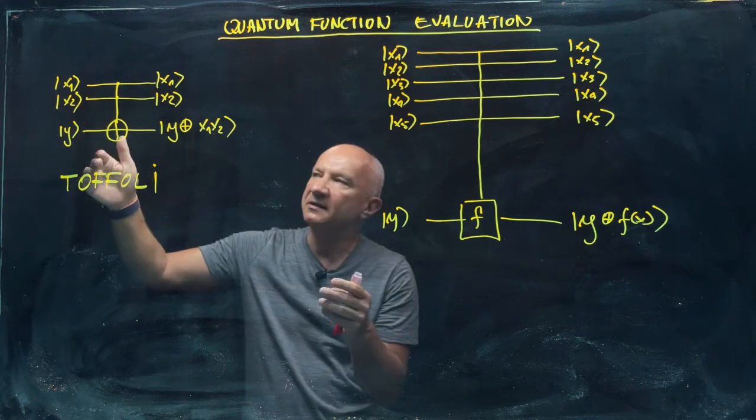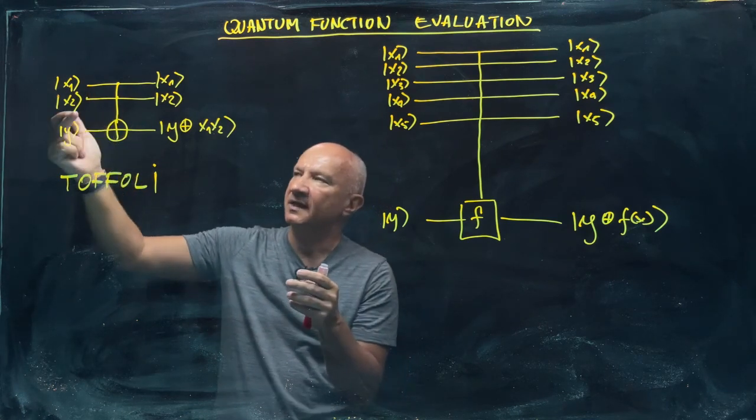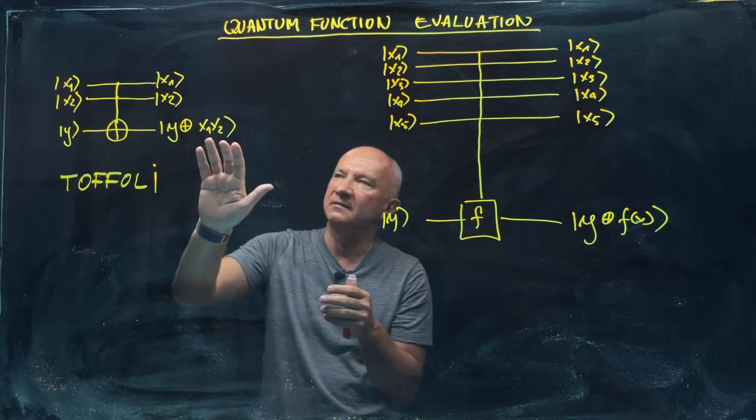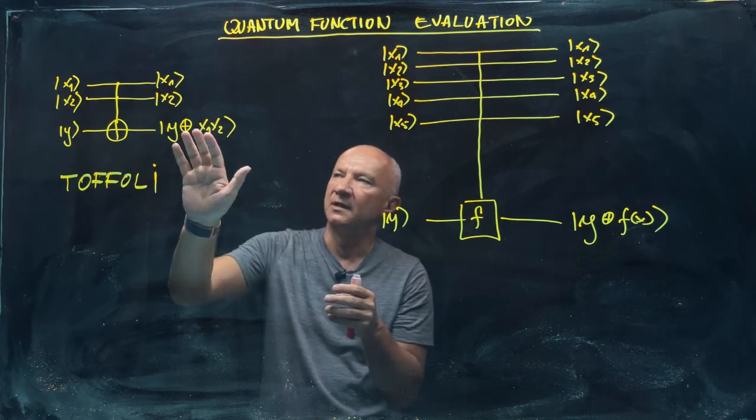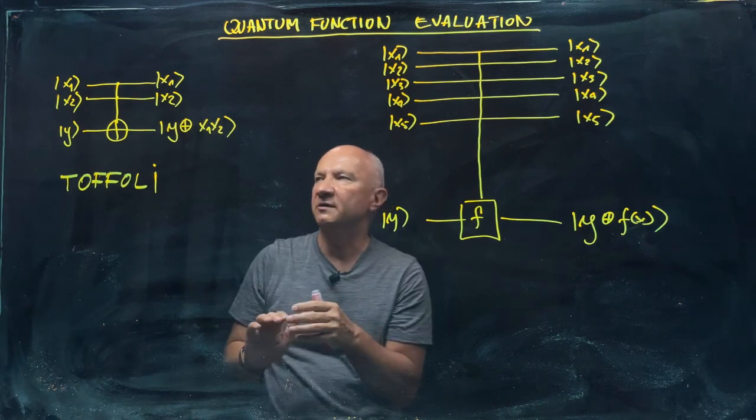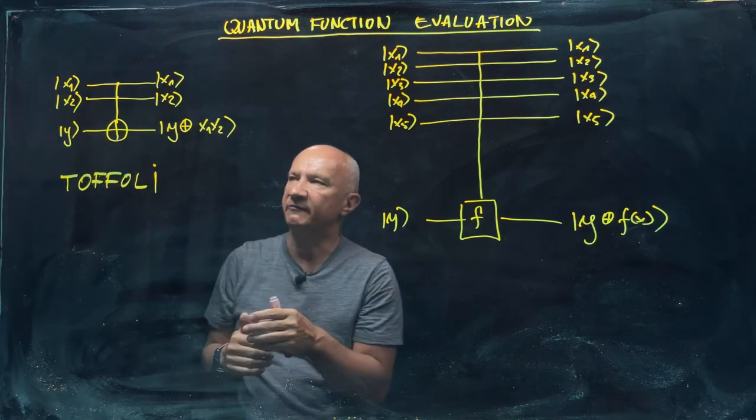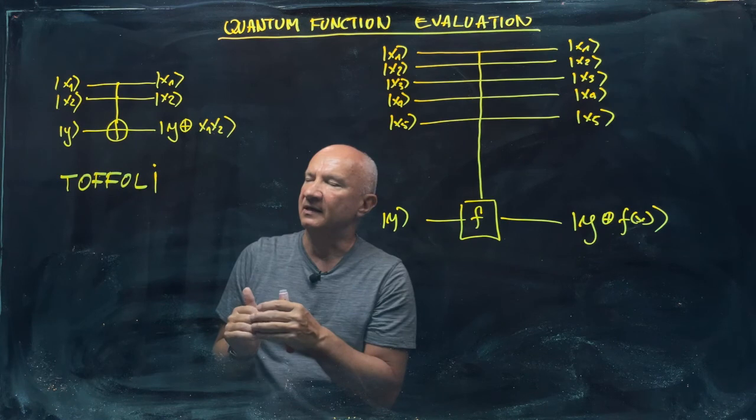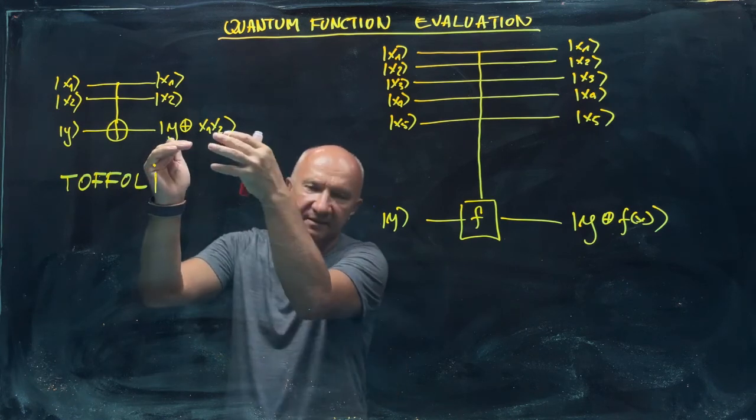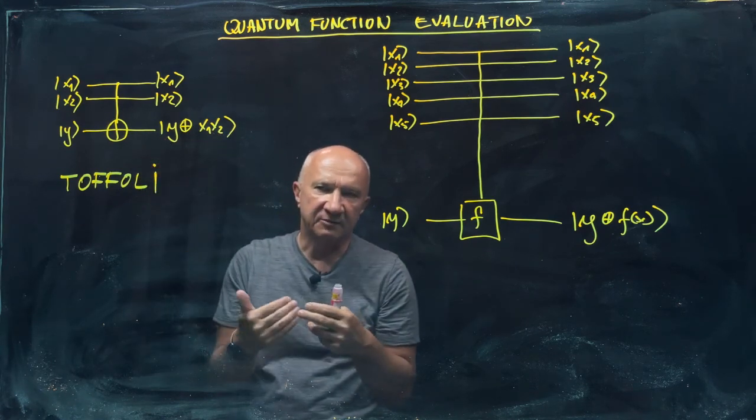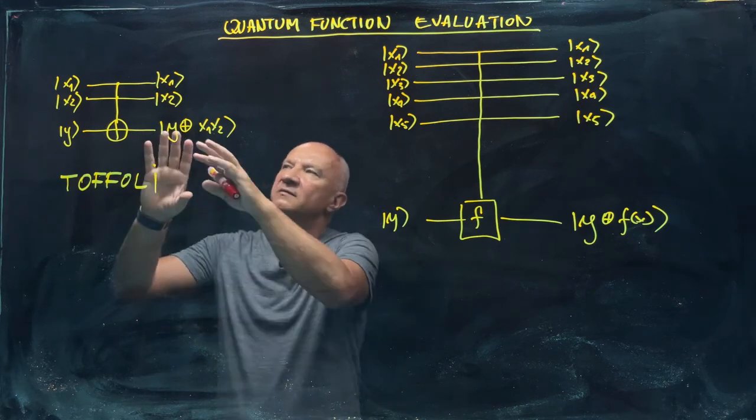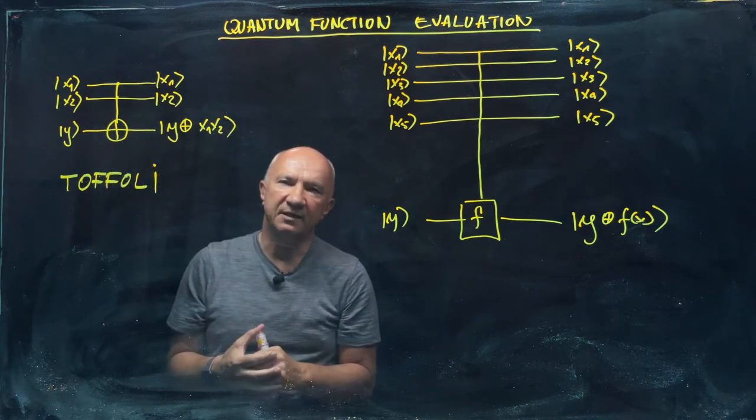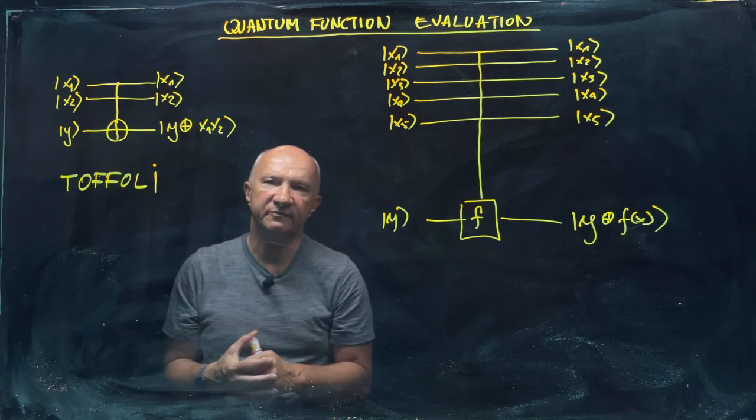Just to see it explicitly, it is enough to set y equal to 0, and then you can see that you have the value x1 times x2 stored in the third qubit. Or otherwise, if there is already another bit value in the third qubit, you simply add the value of x1 times x2 to the third qubit. So this kind of idea will now be translated to the quantum function evaluation.